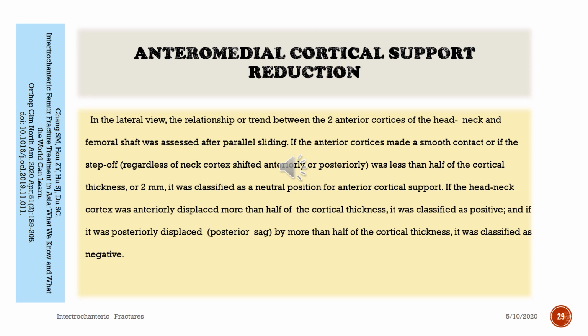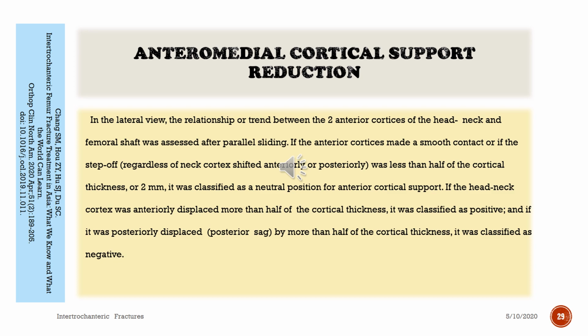If the head neck cortex was anteriorly displaced more than half of the cortical thickness, it was classified as positive. And if it was posteriorly displaced, I mean posterior sag, by more than half of the cortical thickness, it was classified as negative.